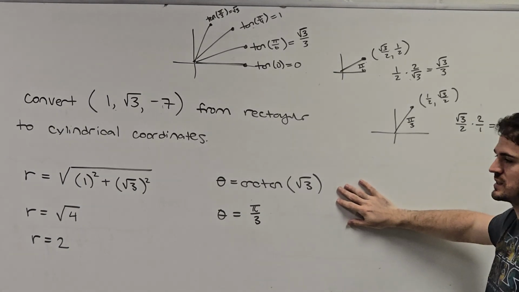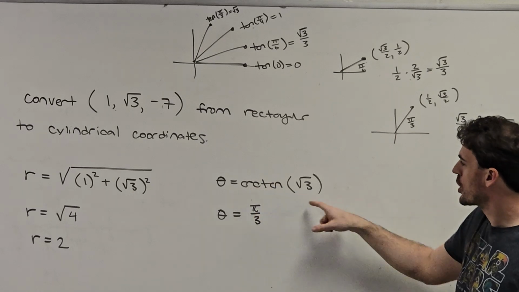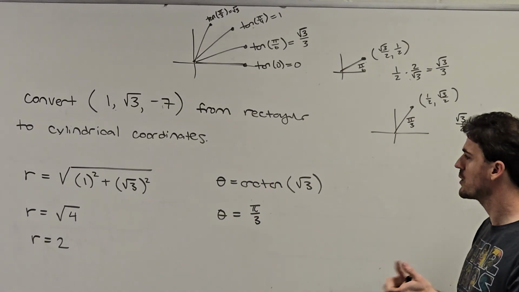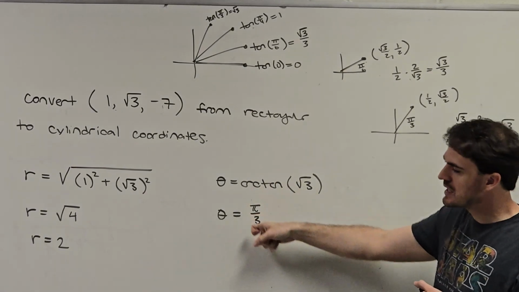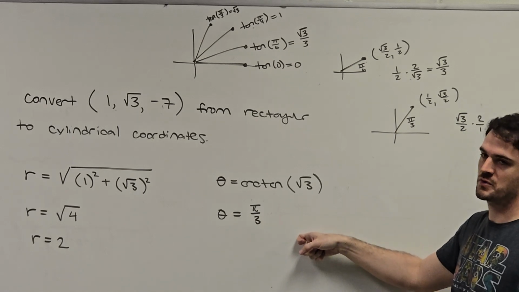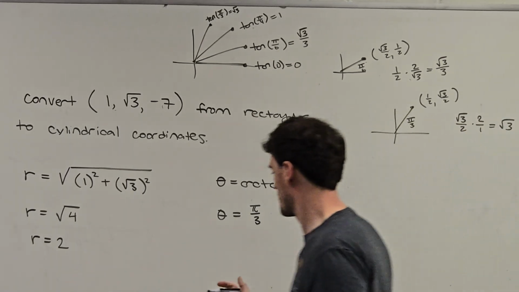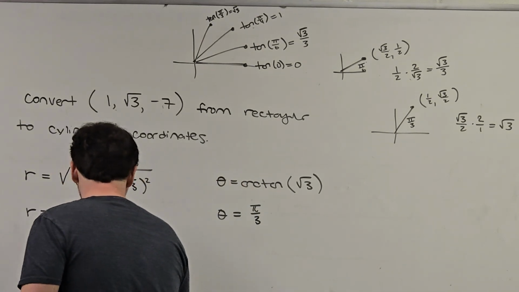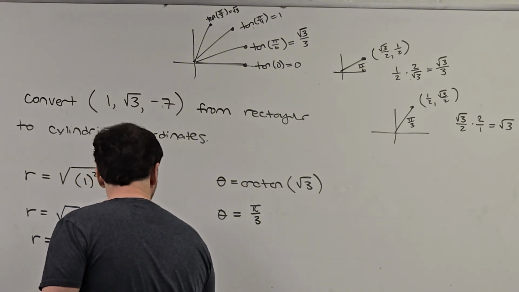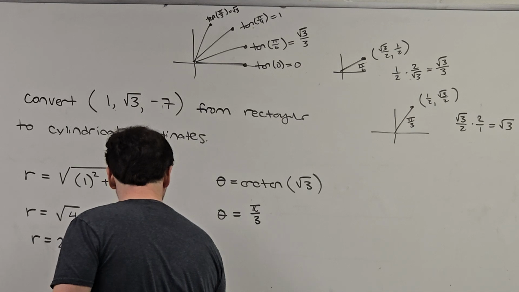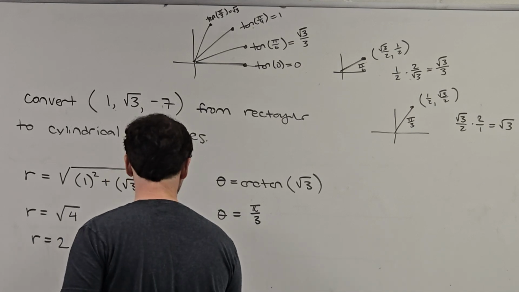Now, this isn't too crazy. Say this is multiple choice and you land on arctangent of 3, you plug that in your calculator, you would just get a decimal approximation for pi over 3. This is just nice because you can write it as an exact answer. So my final answer would be r, comma, theta, comma, z.